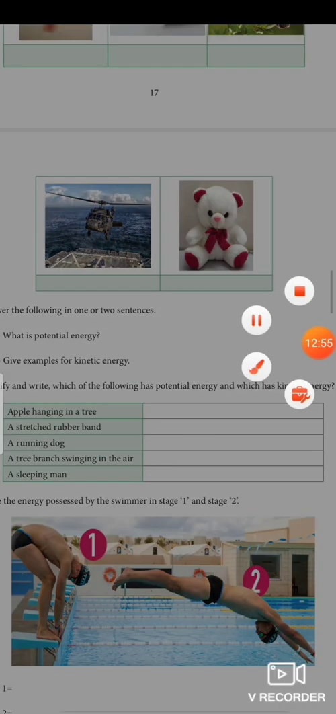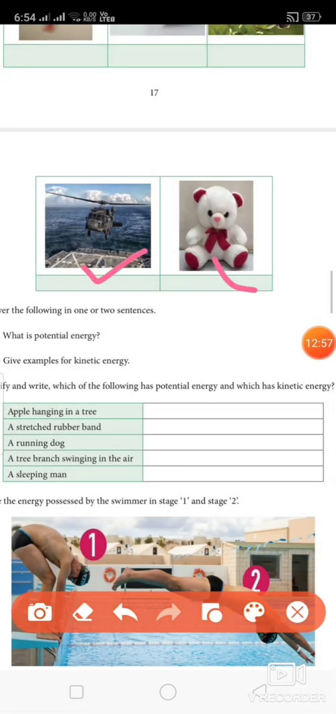Here also, tick wrong mark. I am going to show you the answer for the second question later. Now we shall see the third question.